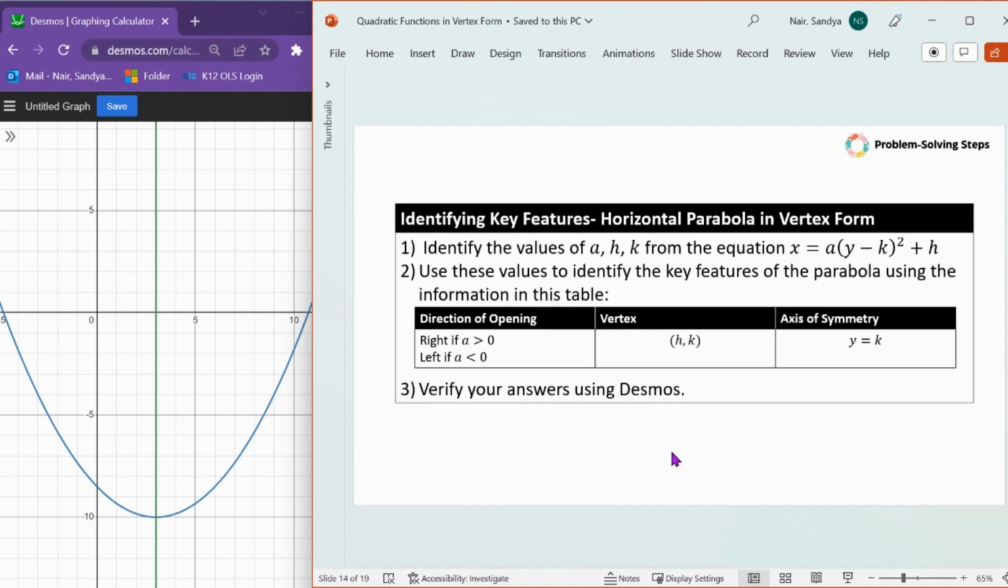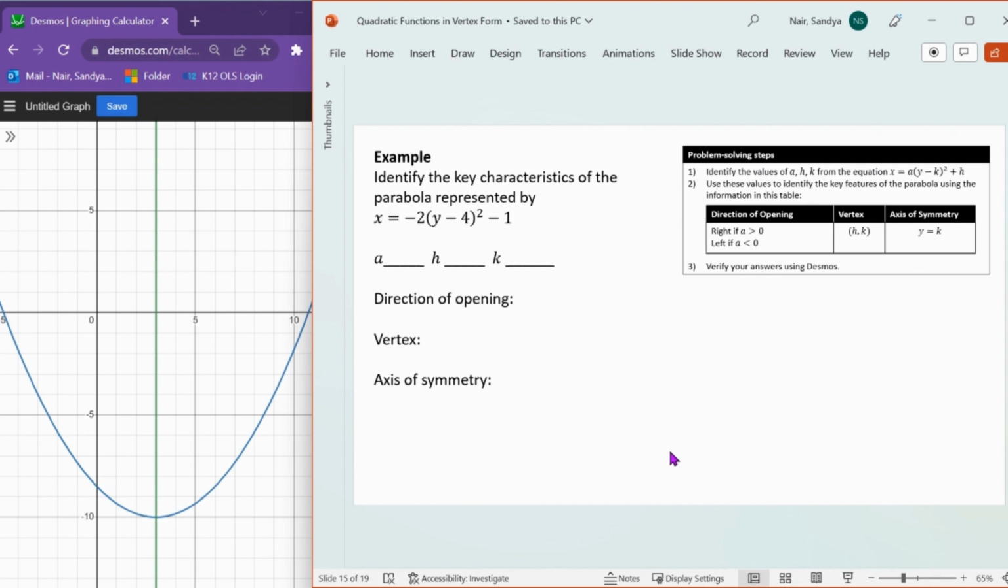So once again, it's going to be a good idea to go ahead and practice identifying the values of a, h, and k before you start identifying key features. It just is very helpful in keeping all of this information organized. And then remember, we can always verify our answers using Desmos.